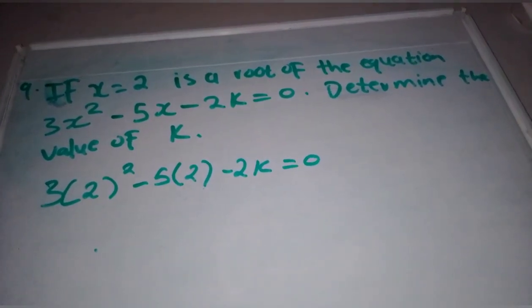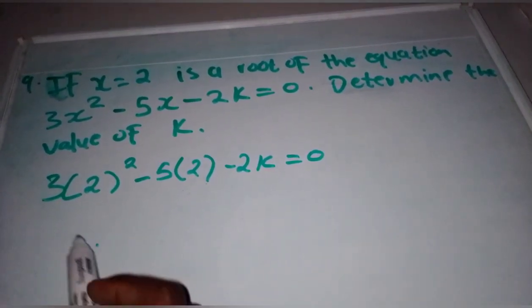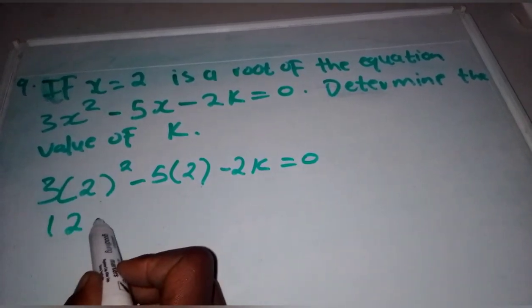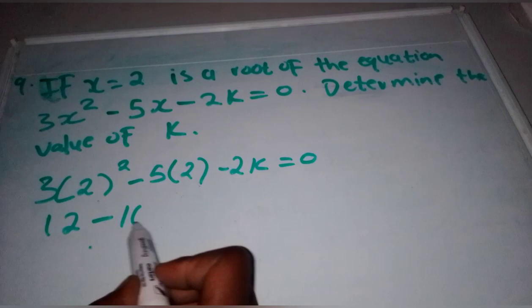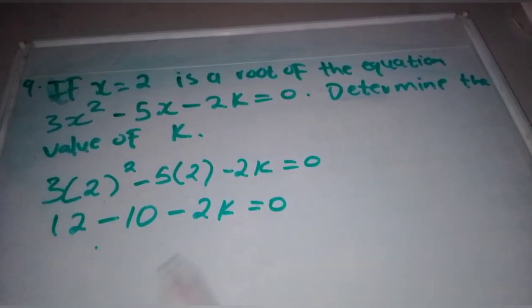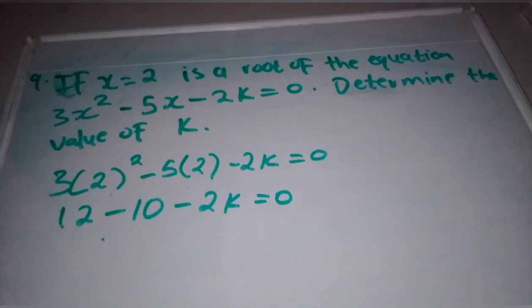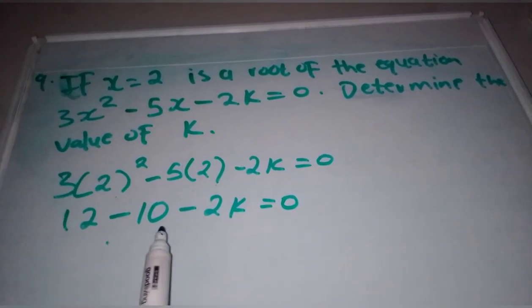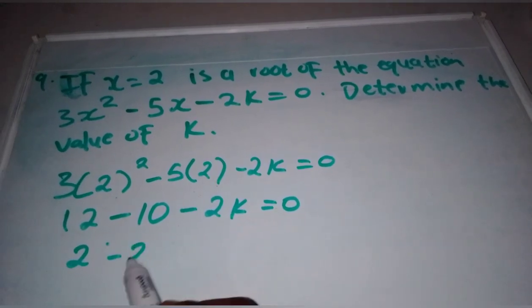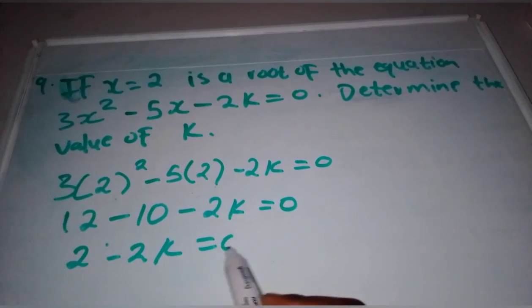Okay, just use your calculator here. When you talk about 2k, we're not talking about 2000. Here we're only talking about 2k. Okay, so 12 minus 10 minus 2k, not 2000. 2k equal to 0. Okay, just use your calculator. You will get what? You will get positive 2 minus 2k, okay, equal to 0.